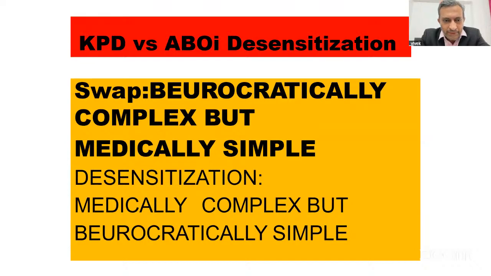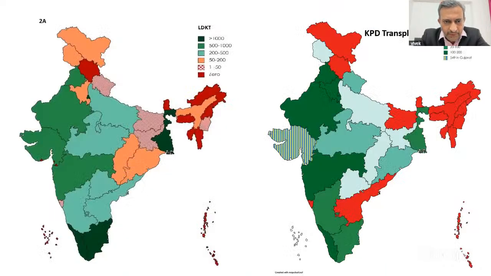Can you go back? Sorry. So this is the India map showing distribution of living donor kidney transplant. The green shade shows that living donor transplant is more active, and red color shows that living donor transplant is not yet initiated, on the left panel. On the right panel, we can see distribution of swap transplant in India. Gujarat is doing maximum swap transplant.